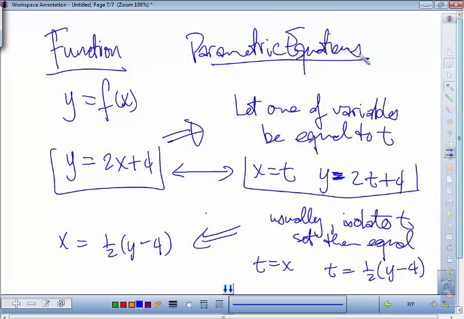Okay? So these are ways to use algebra to go back and forth between functions or relations between x and y and parametric equations. And so the first thing we're going to look at next time is the relationship between polar coordinates and parametric equations to see how they're going to work with each other. Okay? All right. That's it for today.